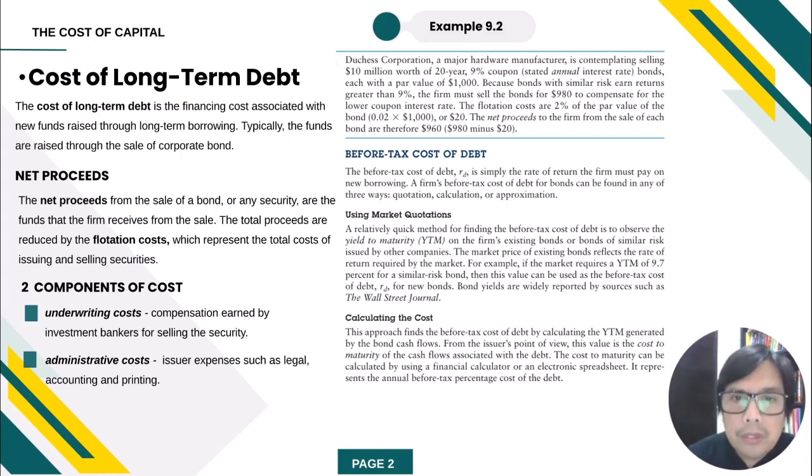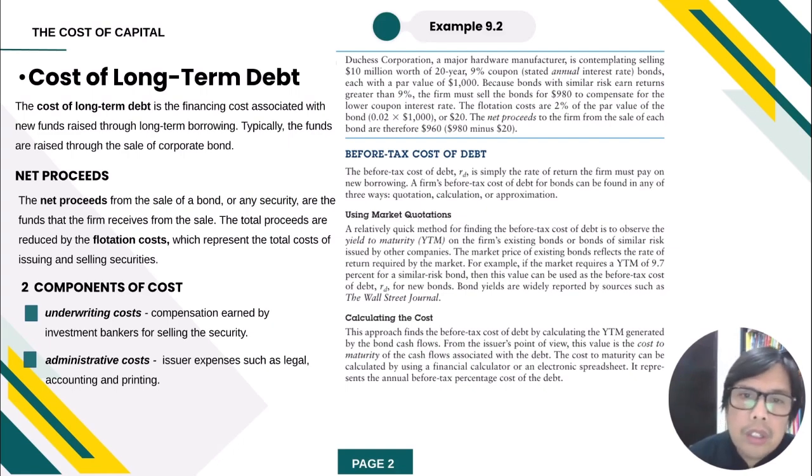Before-tax cost of debt. The before-tax cost of debt, RD, is simply the rate of return the firm must pay on new borrowing. A firm's before-tax cost of debt for bonds can be found in any of three ways: quotation, calculation, and approximation.